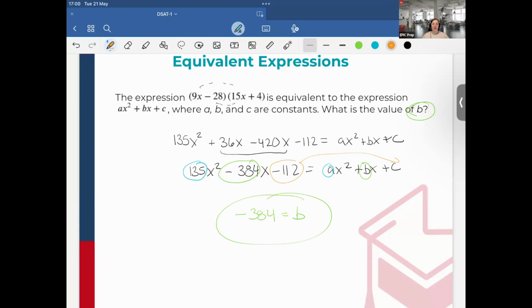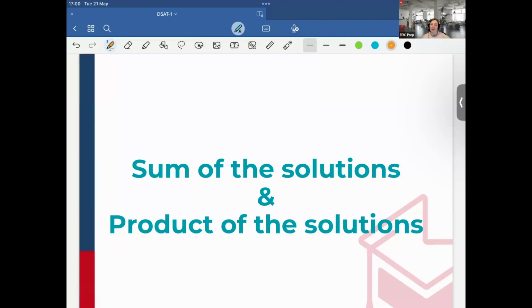Okay, so I hope you got a good grasp of factoring and equivalent expressions on this. Let's go into the next concept that I think will be on digital SAT, which is sum of the solutions and product of the solutions. So yes, there is a shortcut to a couple of these problems. These I've noticed have appeared on December SAT, March SAT, May SAT. So high chance that they would also appear on June SAT.